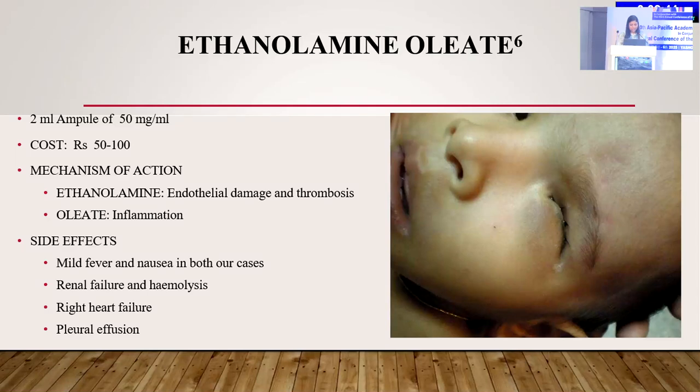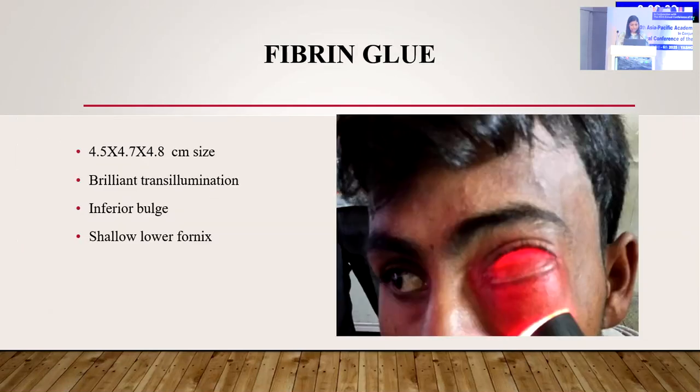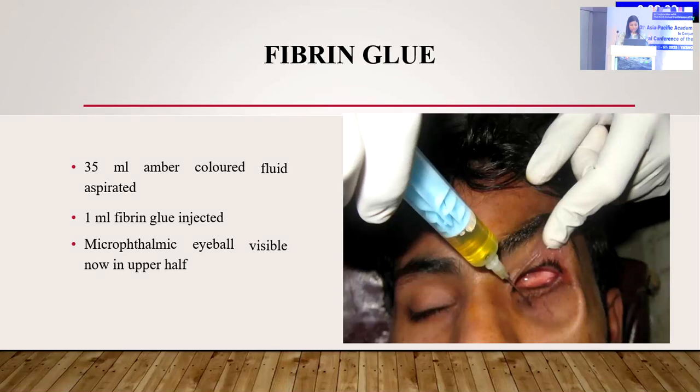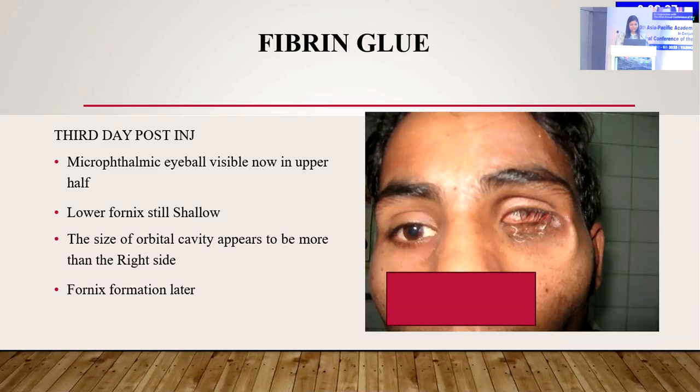A conformer of increasing size was advised for the patient. And this is again the same patient after the injection. This is the second case, in which fibrin glue was used. The cyst occupies the inferior orbit, is transilluminant, with a shallow fornix. After cyst aspiration, we injected 1 ml of fibrin glue, and by the third post-op day it was completely resolved, and fornix formation was planned later.